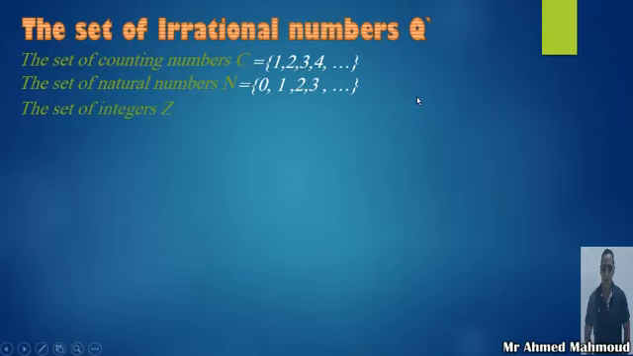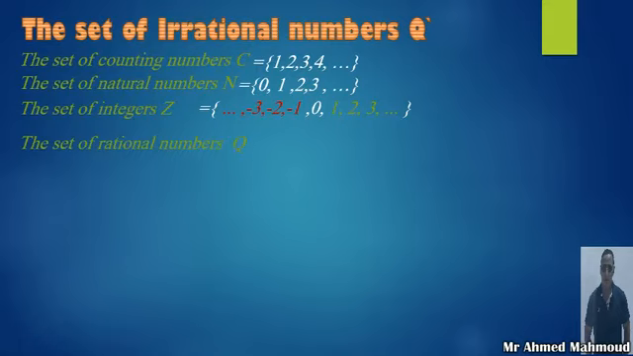Okay, and then we are going to study the set of integers, which includes the negative numbers, like this, which includes 0, 1, 2, 3, and so on, and the negative 1, negative 2, negative 3, and so on. Okay, and then we are going to study the set of rational numbers Q.